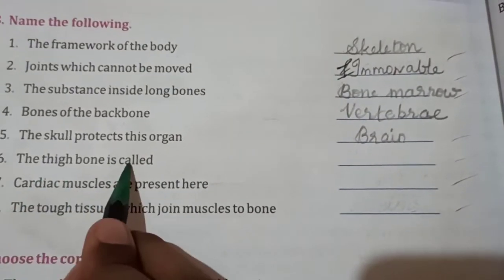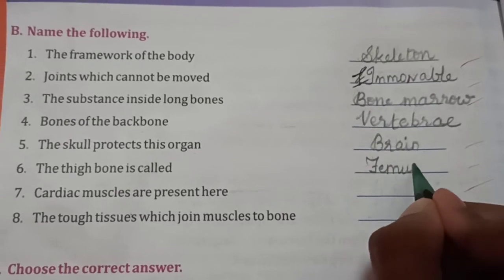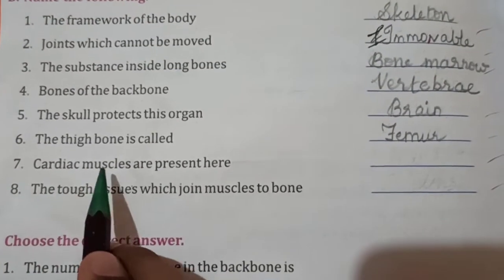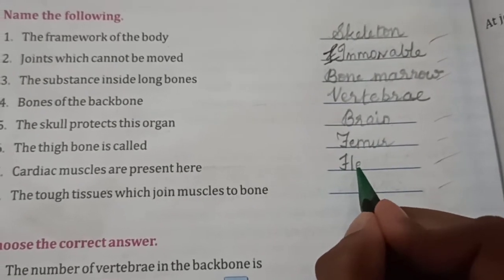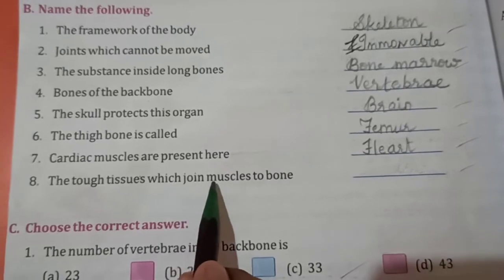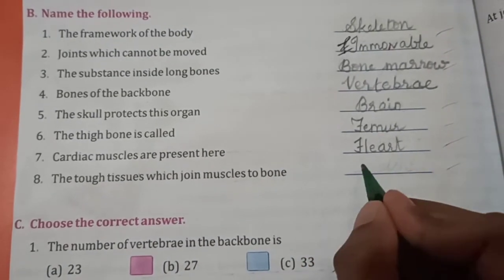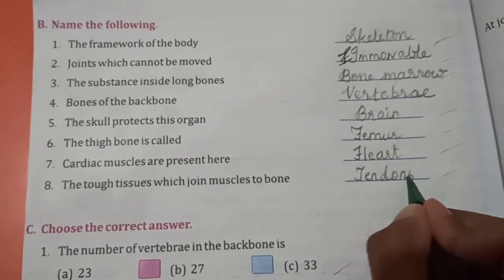The thigh bone is called femur. F-E-M-U-R. Cardiac muscles are present here. Write down heart. H-E-A-R-T. The tough tissues which join muscles to bones are called tendons. T-E-N-D-O-N-S.